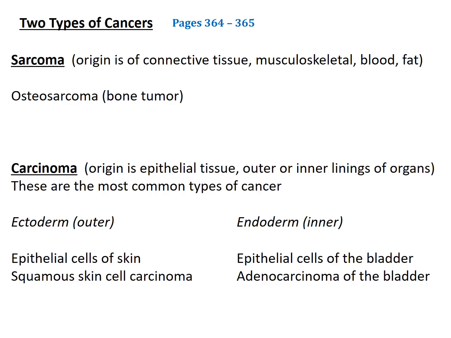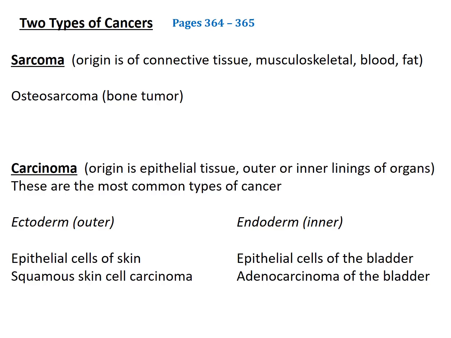Carcinoma refers to cancer of epithelial origin. And remember, the epithelial cells are the cells that make up the outer and the inner lining of organs. These are the most common types of cancers. So cancers that arise from epithelial cells are referred to as carcinomas. So if you had a skin cancer that came from epithelial cells of skin, we would call that a squamous cell carcinoma.